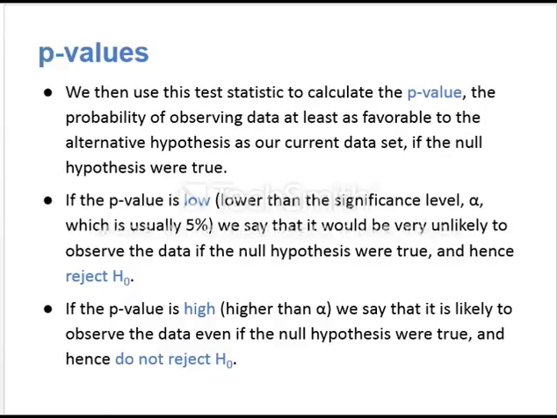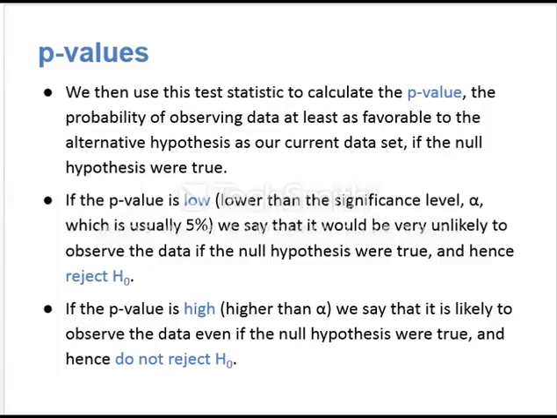So I'm going to really emphasize conceptual understanding of the p-value here. We calculate a test statistic, and then based upon the results of that test statistic, we get the so-called p-value. And it is the probability of observing data at least as favorable to the alternative hypothesis if the null assumption is true. Another way to say that is the p-value is the probability of obtaining data this or even more extreme if the null hypothesis is true.